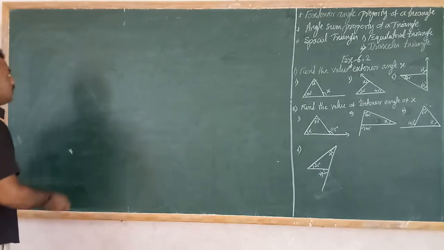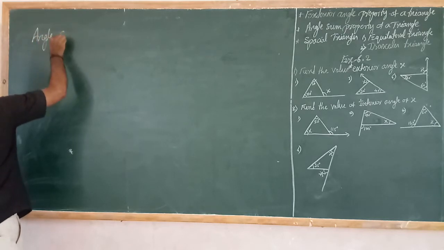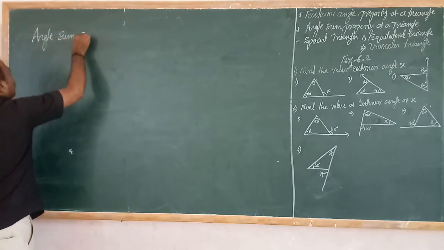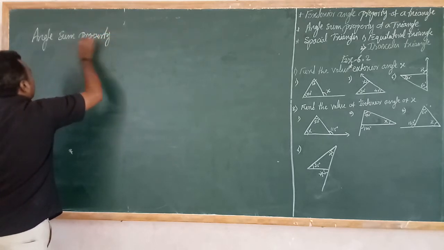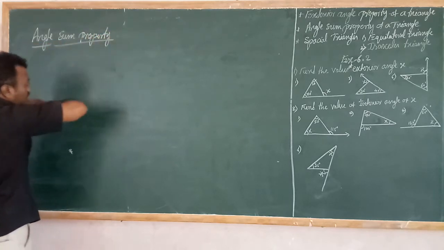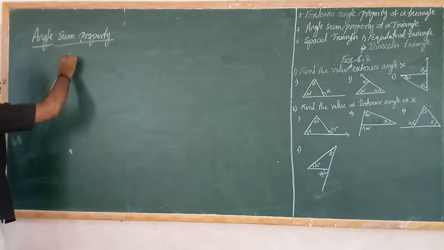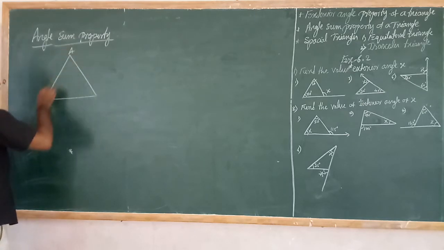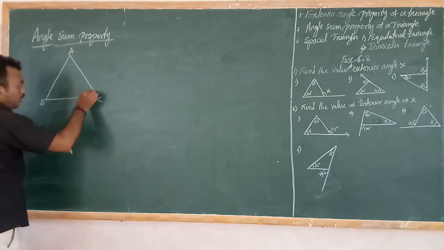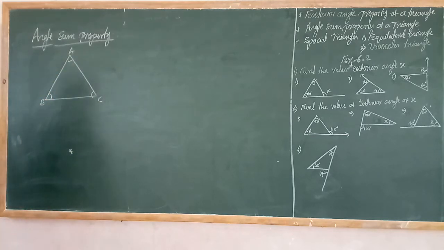Next one, angle sum property. This is one of the triangles. There are three angles in a triangle. So what is the angle sum property?